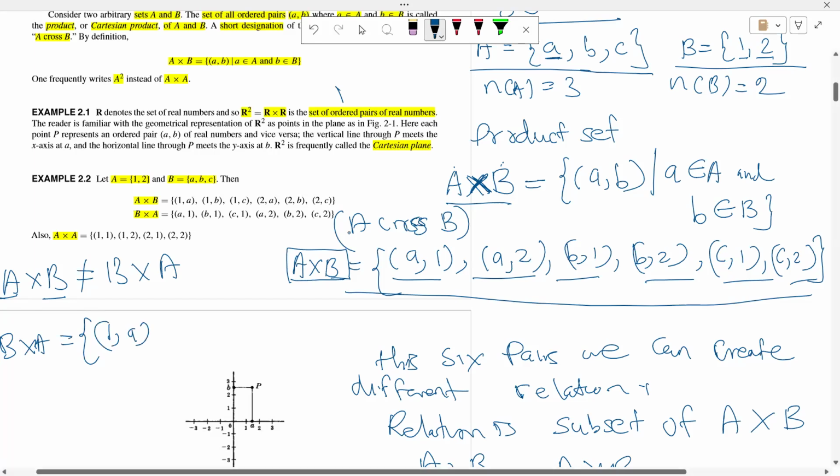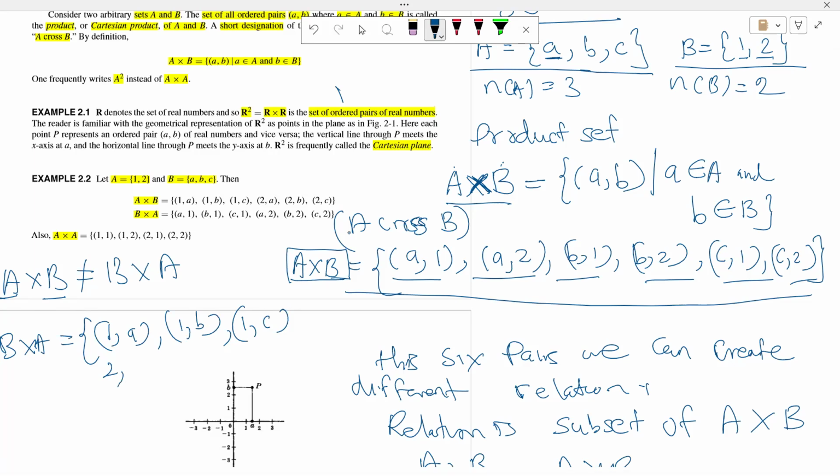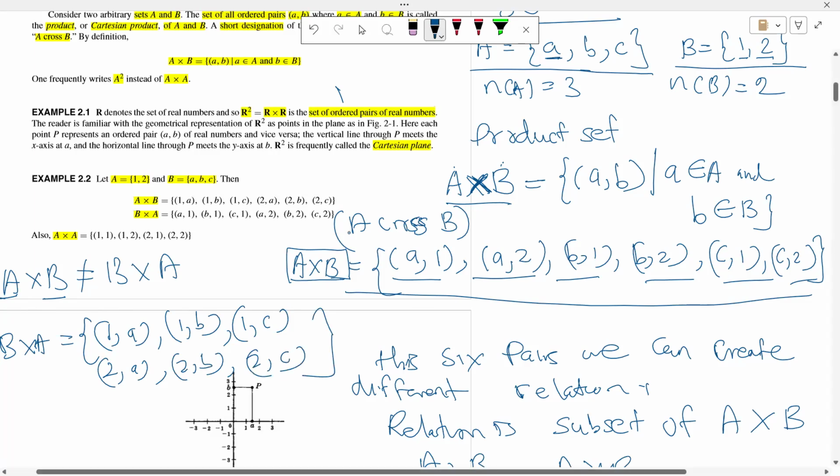So (1,A), then (1,B), then (1,C). Similarly, first element from B: (2,A), (2,B), (2,C). So altogether 6 pairs you can create for B cross A. Why am I saying that (1,A) is totally different from (A,1)? That's why we say A cross B is totally different from B cross A.